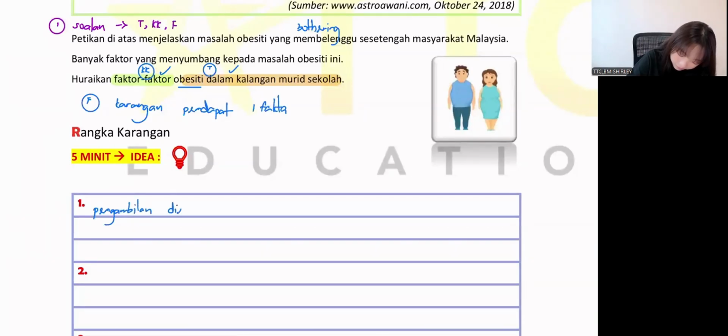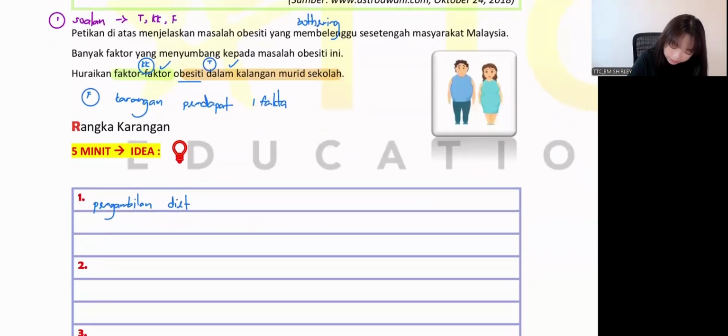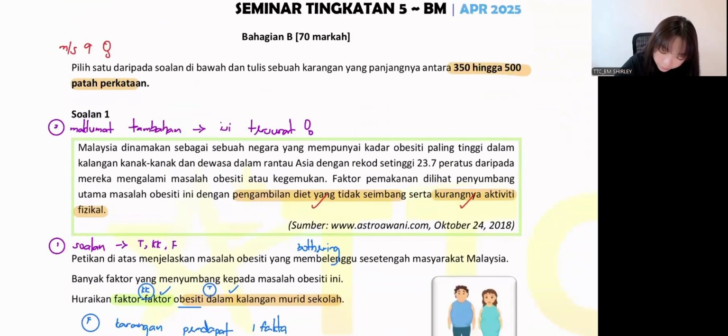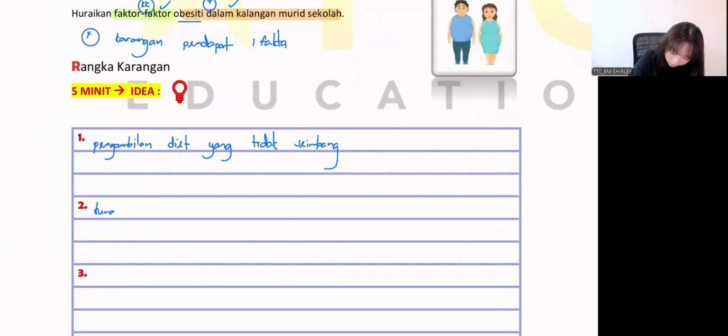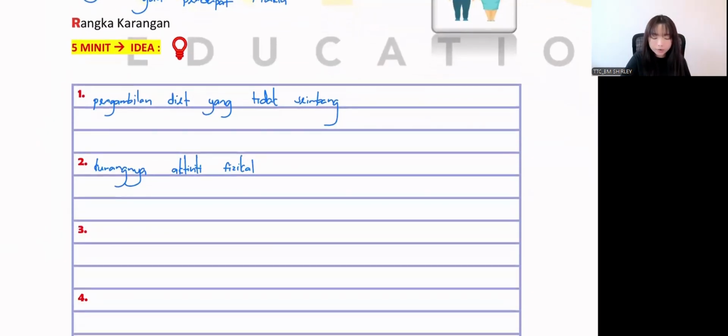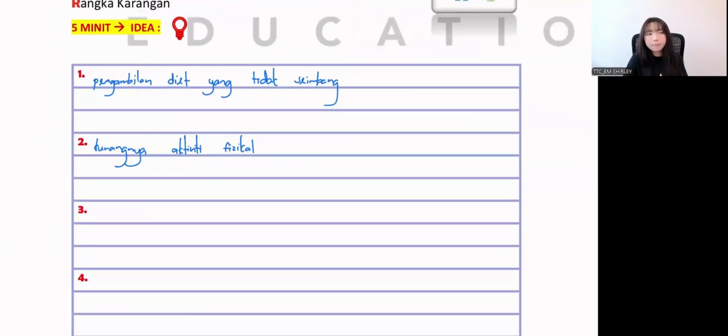Pengambilan yang tidak seimbang. Then the other one is kurangnya aktiviti fizikal. So kurangnya, this one is just for your own reference. Activity, physical. Stress eating. Okay, so stress eating. Makan secara berlebihan untuk mengurangkan stress. So you can say like tekanan. Tekanan yang melampau. Tekanan kehidupan.